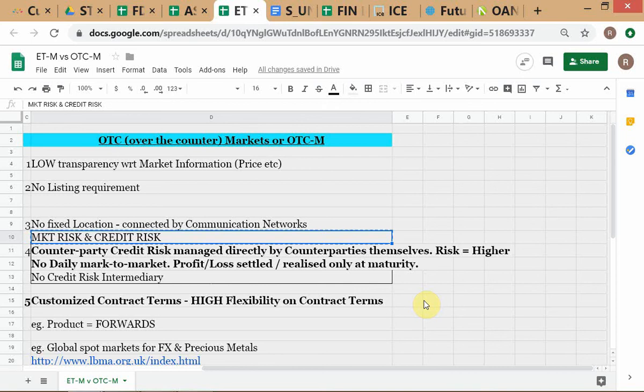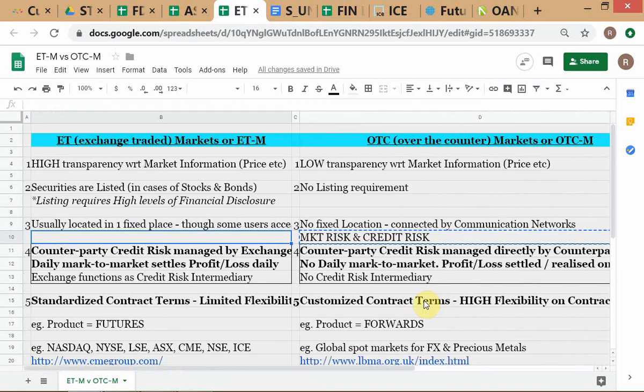Is this clear? Now we are going to make this a point of distinction, obviously. And what are we going to write in the OTC markets? In the ETM, which one of them do you think will drop out? Credit risk will drop out. Market risk is always going to remain, okay? Because you have already seen it firsthand.